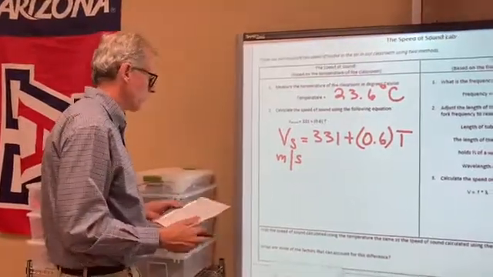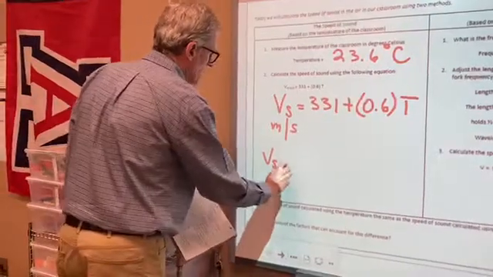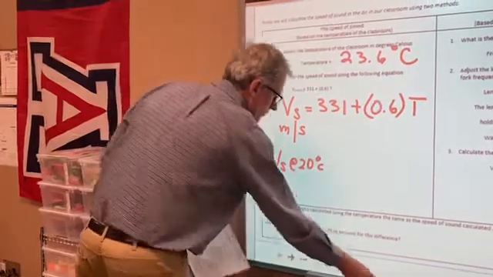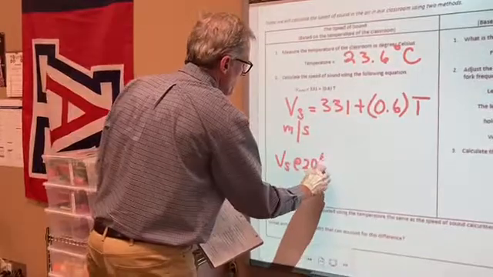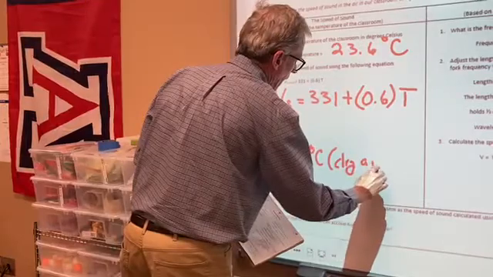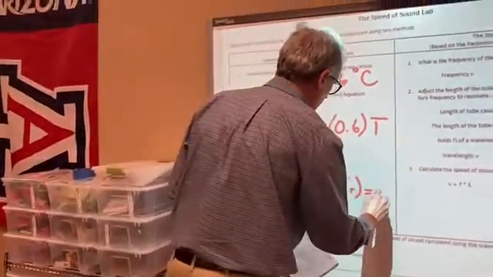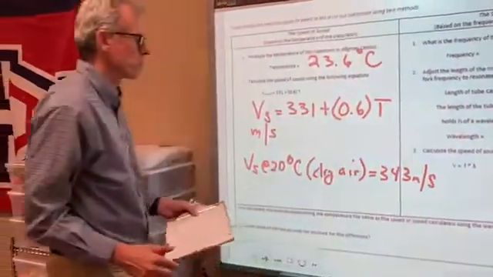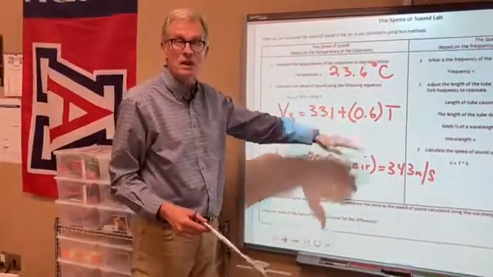Now, I am going to tell you something else. The speed of sound at 20 degrees C, in dry air, equals 343 meters per second, okay? 343 meters per second. So that gives you an idea. You should get a number like that from this, okay?